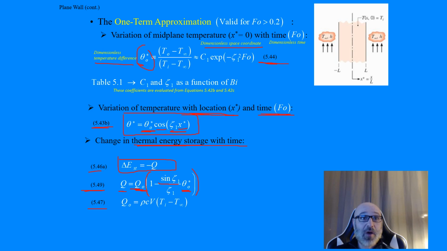And then we can say, well, what is our Q naught? Well, Q naught, which is at our midplane, is equal to rho V c times our temperature difference, our initial temperature minus our surrounding temperature. So we need to plug all these in. We can plug this relationship in for our Q naught, and then we can multiply that by this relationship right here, and that whole term comes up here with a negative sign in front of it, and that gives us our change in our thermal energy storage with time.